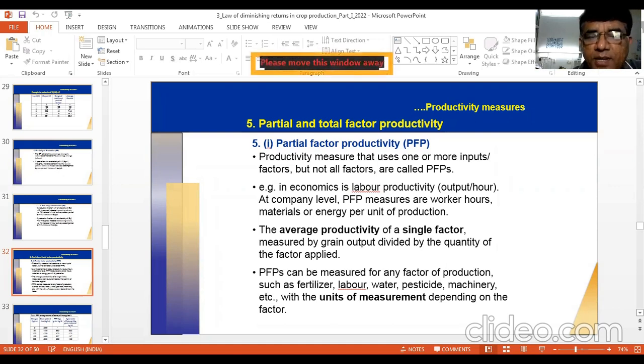Partial factor productivity can be measured for any factor of production, such as fertilizer, labor, water, pesticide, machinery, etc., with the units of measurement depending on the factor. Because their units of measurement are different, we cannot calculate total factor productivity for them.